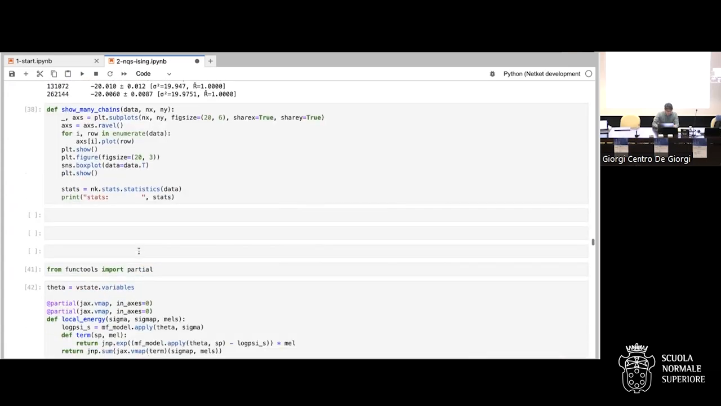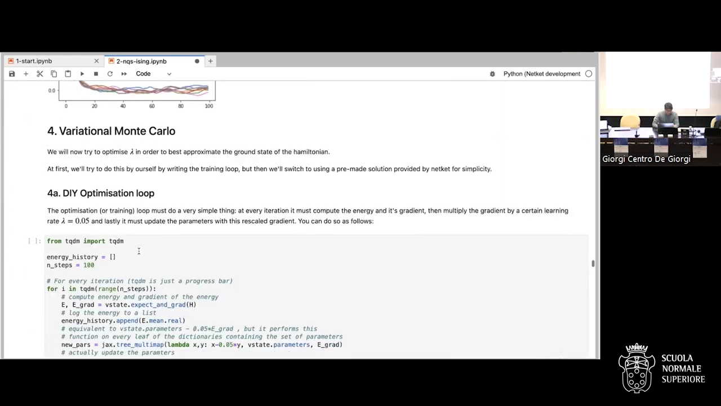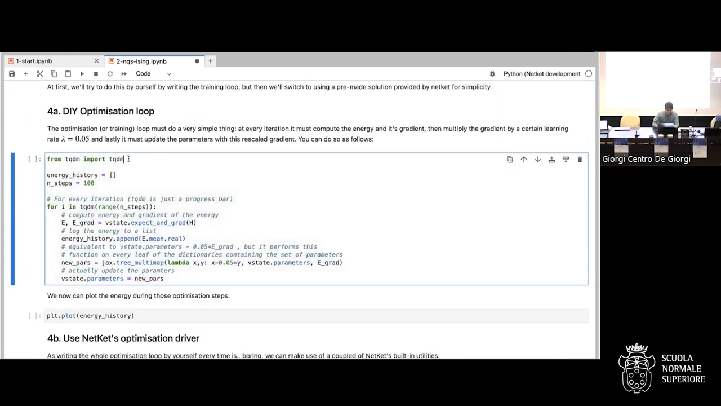But what I wanted to show you is that in practice, this is the variational Monte Carlo algorithm that Giuseppe presented on Monday. Essentially, in a for loop, we compute the expectation value and the gradient of the energy.